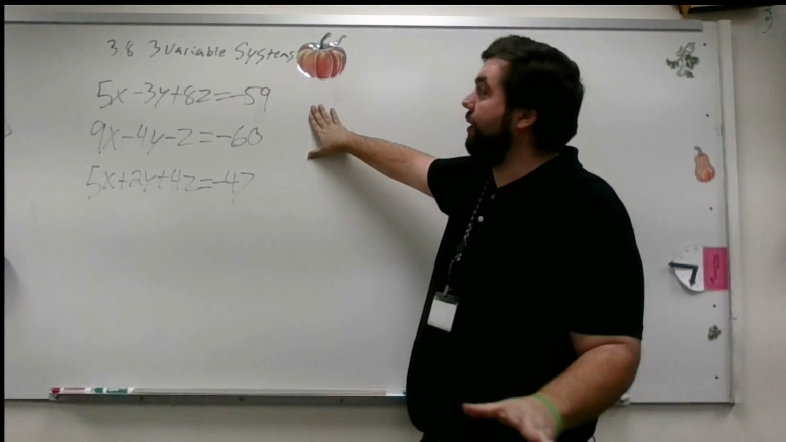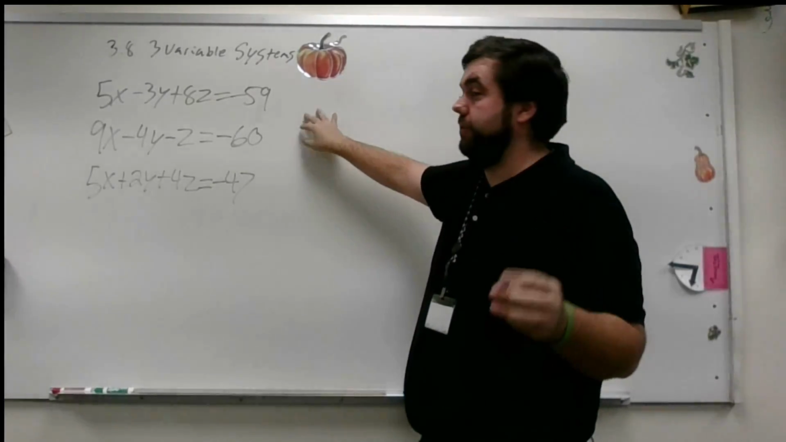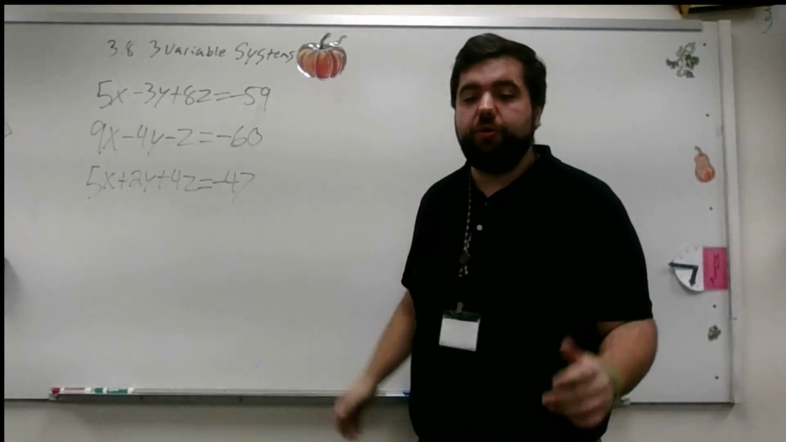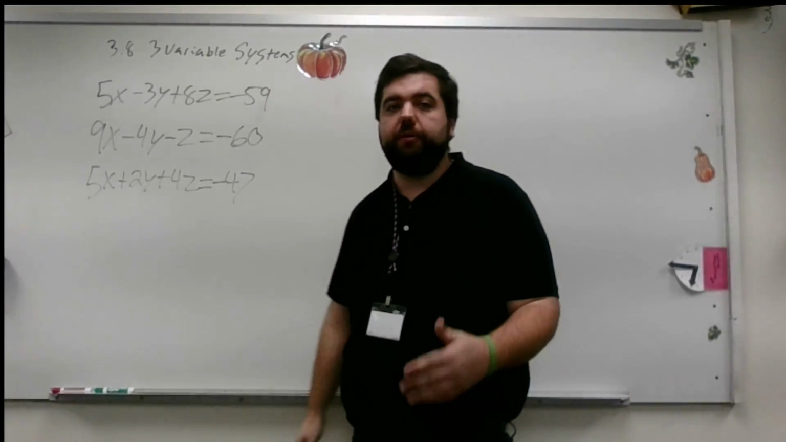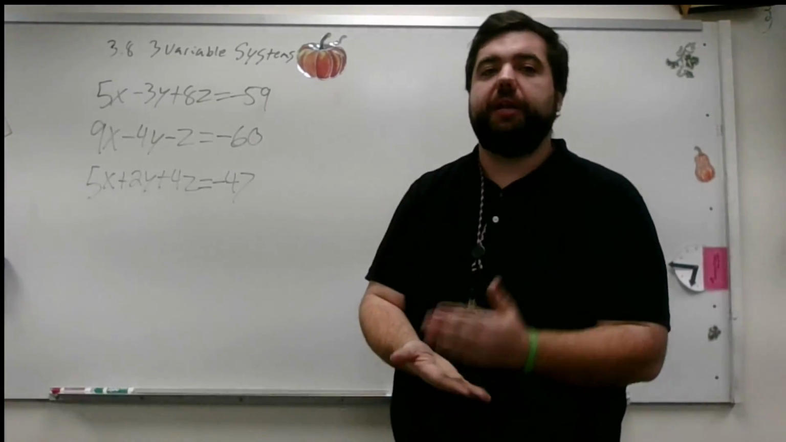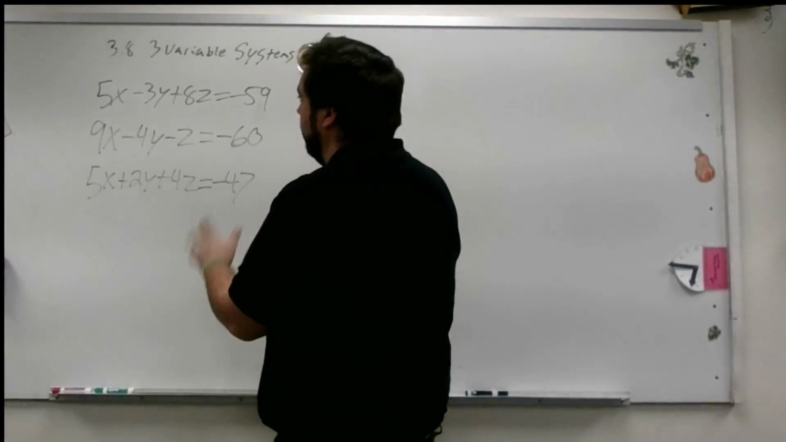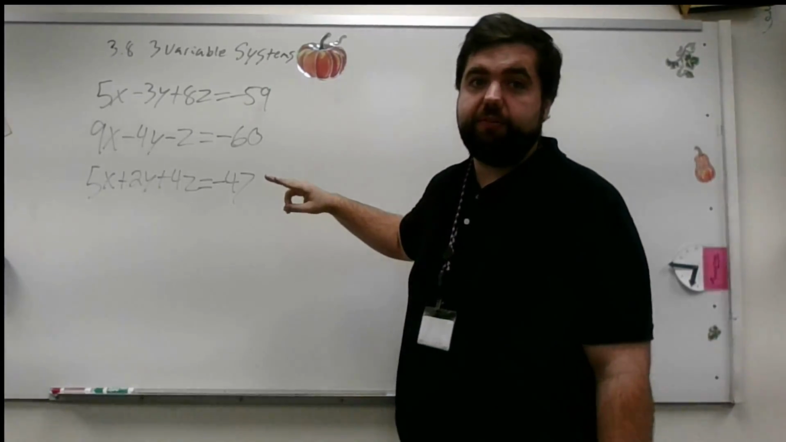Alrighty, last part. Systems of equations with three variables. Alright, I have my three variables. What I need to do is whittle it down into something I've seen. So to do that, I need to eliminate a variable. I have to look at this and decide which variable is easiest to eliminate twice.